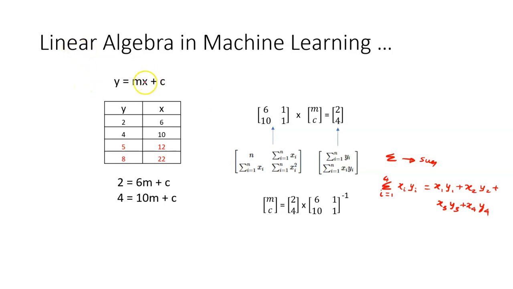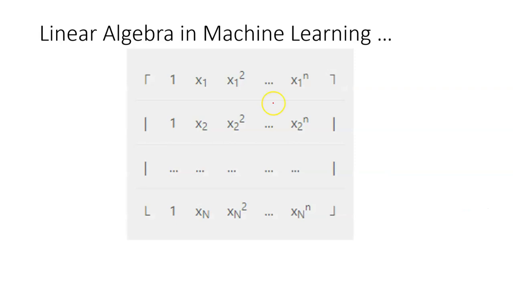In this, it is only mx. What if it is x square plus x cube plus x to the power 4, and so on and so forth? What we have is a polynomial equation, a higher order equation. How will you do it? You have to go for higher order matrices, with x1 square, x1, and so on. This is how you go about it. Is this clear to you?